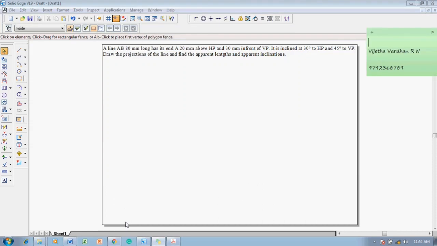Myself Vijay Tavadal, and in this lecture I'm going to show you how to solve a problem on straight lines. And the problem is like this. A line AB 80 mm long has its end A 20 mm above HP and 30 mm in front of VP. It's inclined at 30 degree to HP and 45 degree to VP. Draw the projections of the line and find the apparent length and apparent inclination.